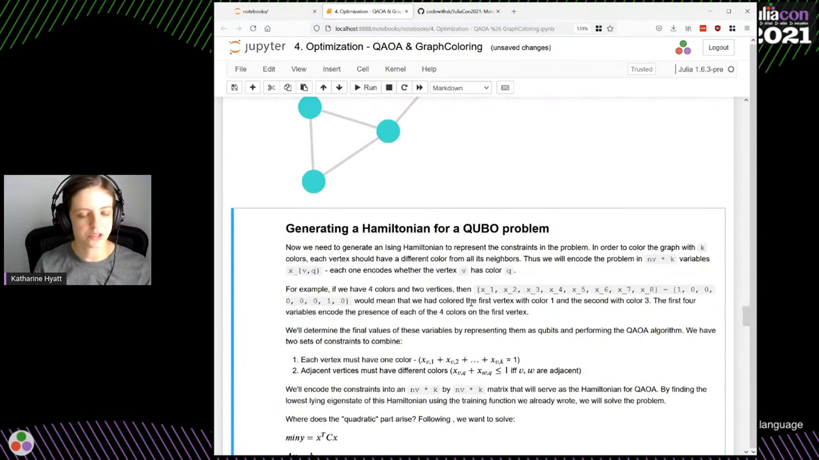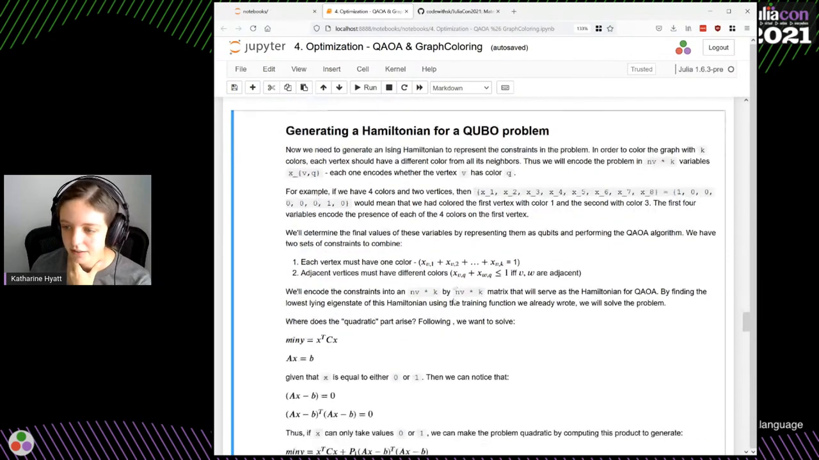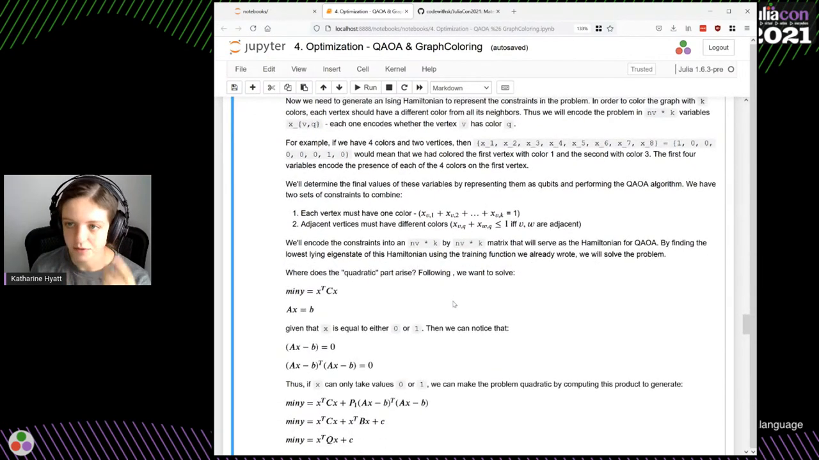Okay, so now we need to deal with the actual problem of generating the Hamiltonian. To generate the Ising Hamiltonian, we need to represent the constraints in the problem and then turn them into one of these quadratic matrices, one of these matrices that will encode it in QUBO format. So we want to color the graph with k colors, and that means each vertex ought to have a different color from all of its neighbors. The way we're going to encode all this information is to create a vector of 0 or 1 bits. And that vector is going to have length number of vertices times number of colors.